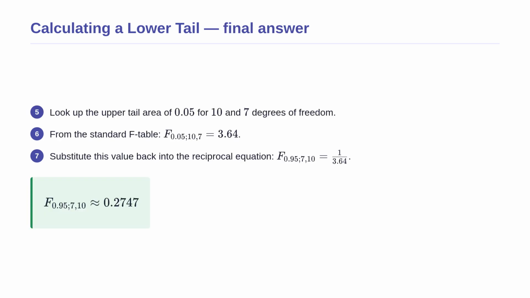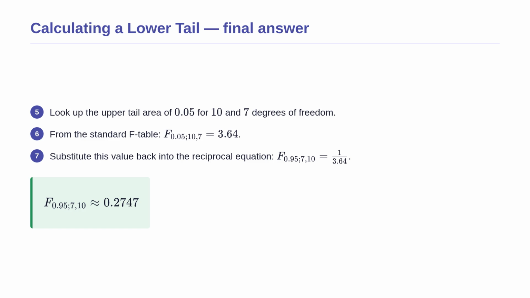Continuing with our calculation, we now open our textbook to the standard F distribution table. We look for an upper tail area of 0.05 using 10 for the numerator degrees of freedom across the top and 7 for the denominator degrees of freedom down the side. The table gives us the number 3.64.